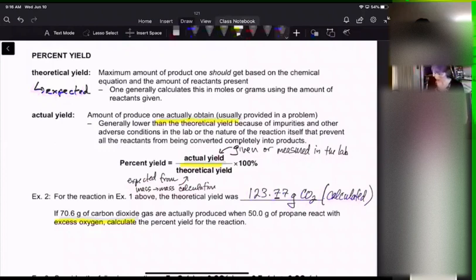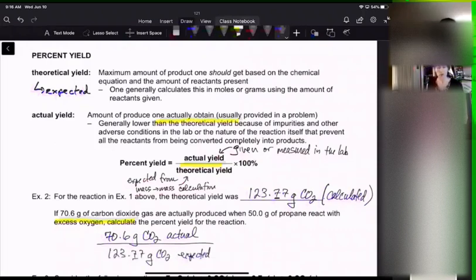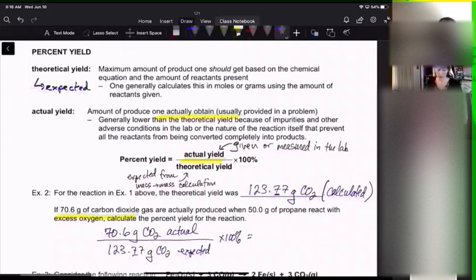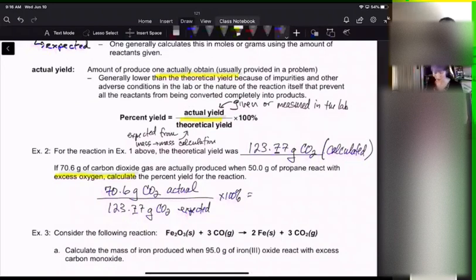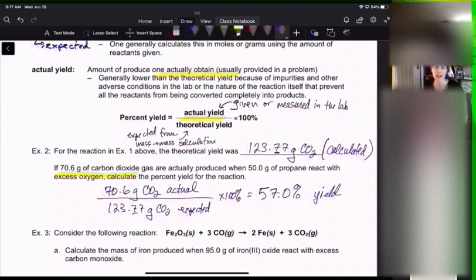So using this equation here, we'll take the actual amount over our theoretical yield, and we're going to keep all of those digits. So that was grams of carbon dioxide we expected, and we're going to make it a percent. So let's go ahead and calculate that. It'll have just three significant figures, and I get 57.0% yield.